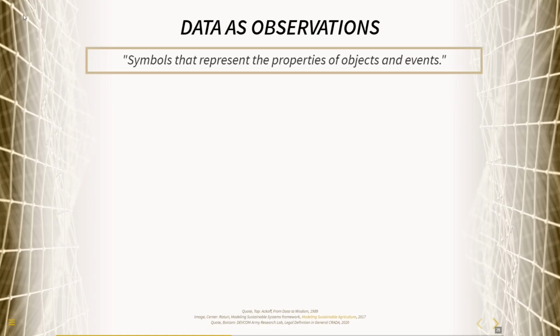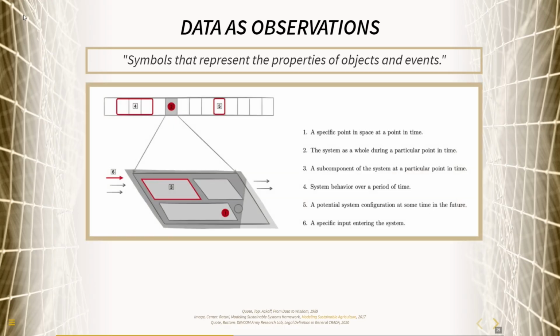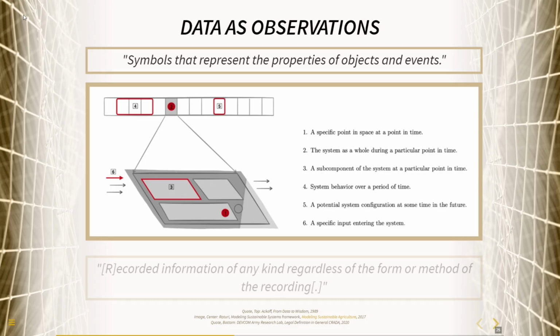But let's go back down to the fundamental building blocks of all AI systems, and that's data. Data are defined as symbols that represent the properties of objects and events. And so if we take, for instance, this specific piece of land, in my example, this is actually a farm, you can think about data as representing different parts of this system, right? It could be a specific point in space and time. It could be a system as a whole during that particular point in time. It could be a subcomponent of the system or the system's behavior over a period of time. Really, different types of data have different kinds of spatiotemporal scopes in the world around us.